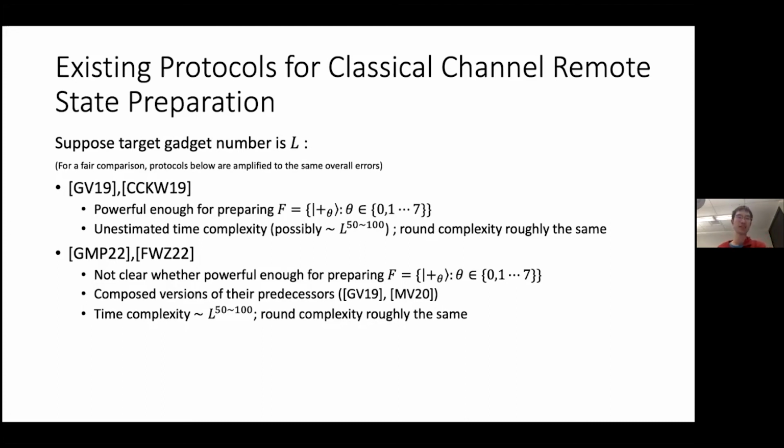And recently, in the papers GMP22 and WMK22, the authors give composable versions of the predecessor protocols. And the time complexity is still very large. These protocols aim at some non-trivial state families, but it's not clear whether they are powerful enough to prepare the plus theta states that we want. So based on the current advances in remote state preparation, it seems that remote state preparation is a problem that is even more difficult than CVQC.